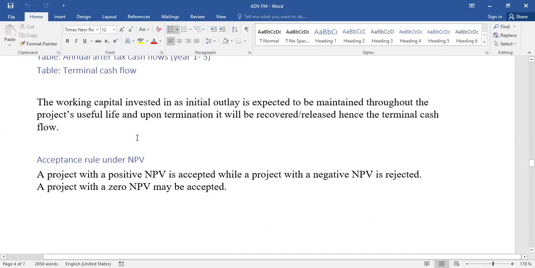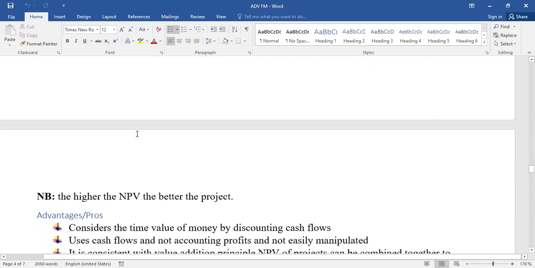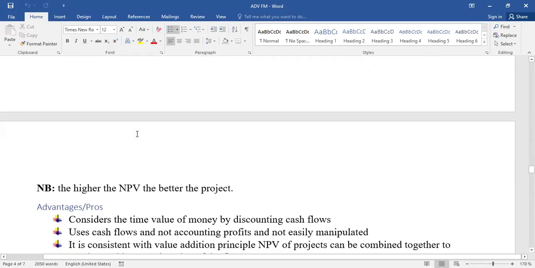We are saying when your NPV is positive, it means that you have to accept that project. And when the NPV is negative, it means you have to reject it. A project with a zero NPV may be accepted, but the one which is negative, we have to reject it. The higher the NPV, the better the project.